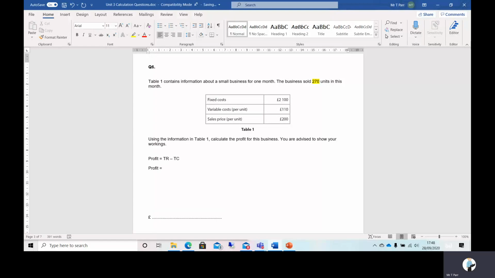Our total revenue, okay, how do we do this? I'm going to do this next. So total revenue, do a separate one, is the number of units sold, which is 270, multiplied by our sales price. I use a star to multiply because it's a computer science sort of thing. So 270 multiplied by 200.